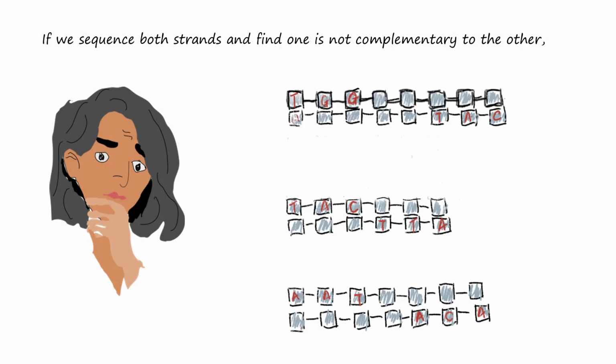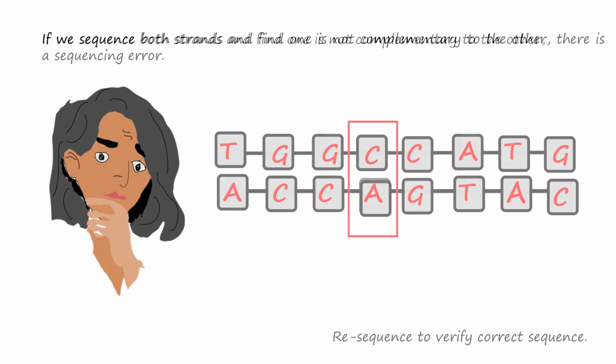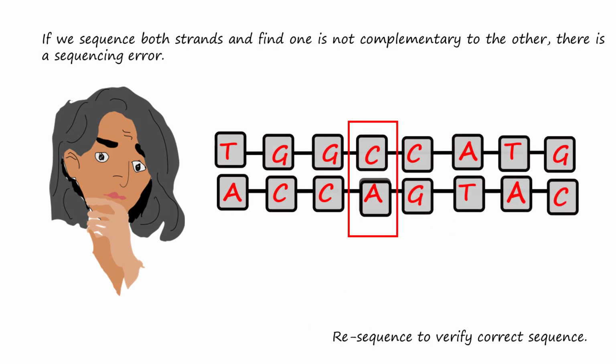If we sequence both strands and find one is not complementary to the other, then there is probably a sequencing error in one of the strands. Errors do happen, and that's why repeating procedures is so important.